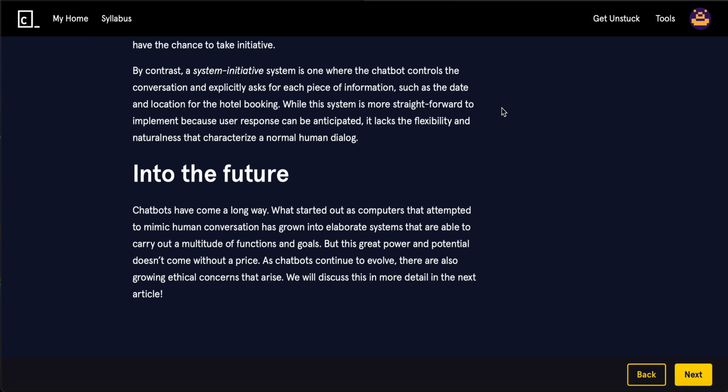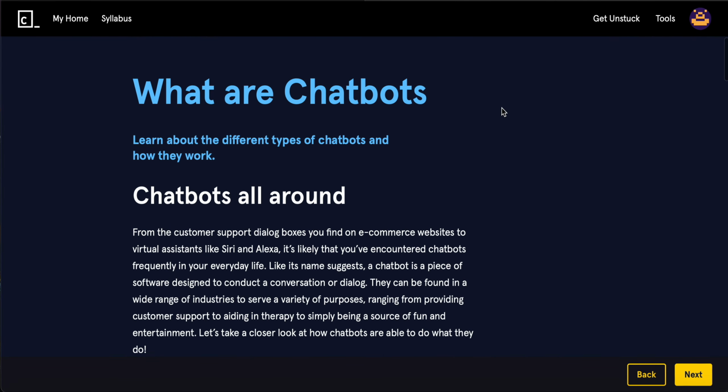So let's look into the future a little. Chatbots have come a long way. What started out as computers attempting to mimic human conversation has grown into elaborate systems that are able to create a multitude of functions and goals. But this great power and potential doesn't come without a price. As chatbots continue to evolve, there are also growing ethical concerns, like I mentioned, that arise. We'll discuss this more in detail in the next article. But yeah, now that's basically what chatbots are in a nutshell.